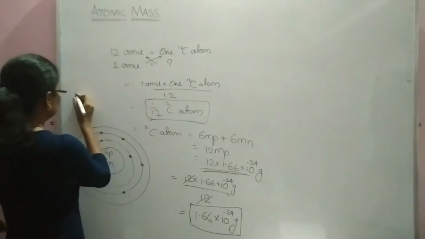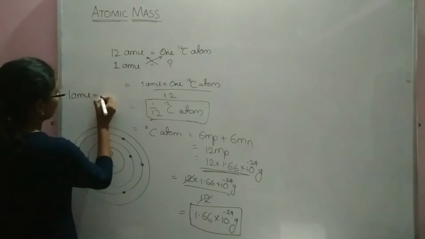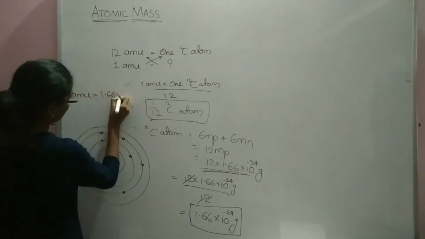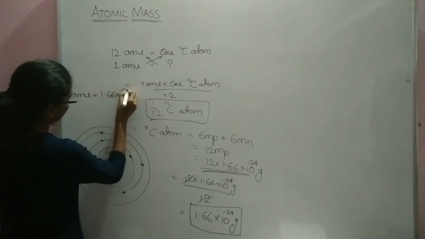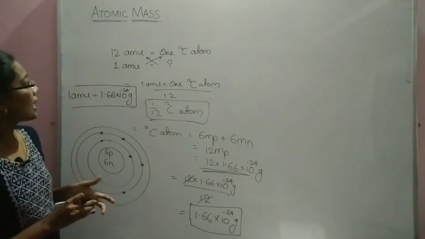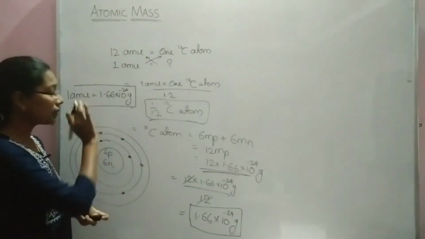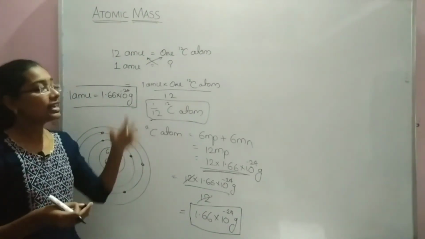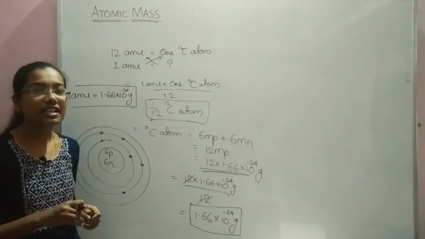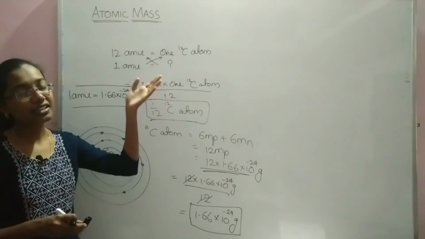So 1 atomic mass unit is equal to 1.66 into 10 to the power minus 24 grams. This is what we calculated. Now we got to know the mass of one atomic mass unit. This is how the atomic masses are calculated, by taking carbon 12 as the standard reference.